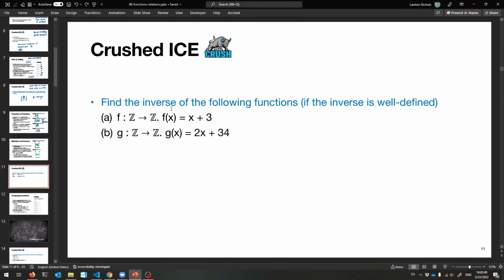So here's something for you to try now. Try and find the inverse of these functions, if there is one, if it exists. Okay, so here's a function f that takes integers to integers, and it just adds 3. And then g does some stuff as well. Okay? So give it all a try.